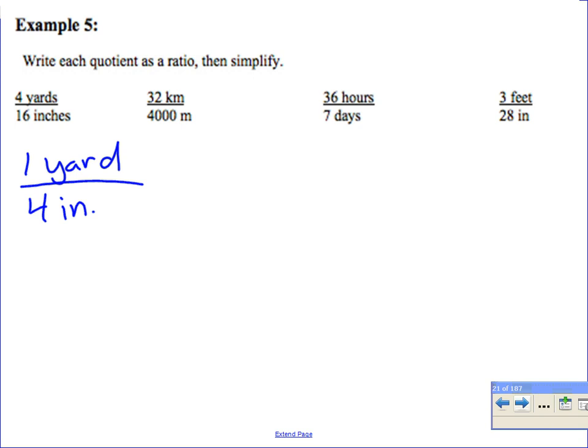Okay, what about 32 over 4,000? Completely simplified, Adam. Good. 1 kilometers over 125 meters. Okay, now again, don't forget, you can use your calculator. If you type in 32 divided by 4,000, hit math, enter, it reduces it for you. Donatus.